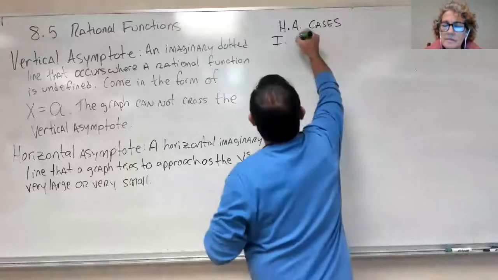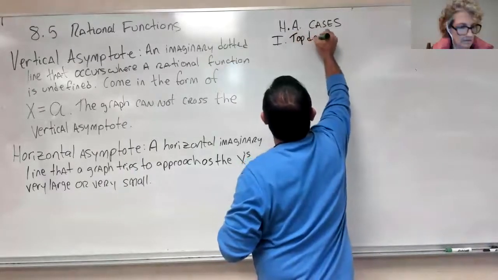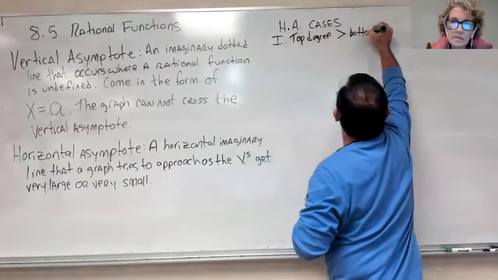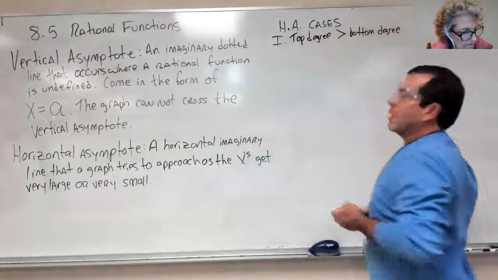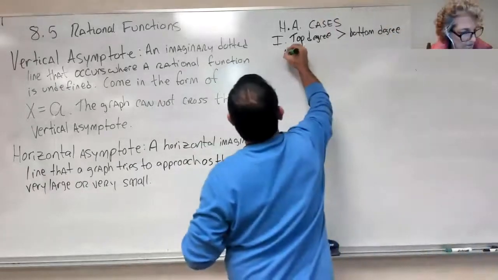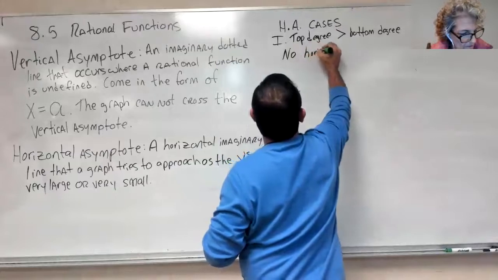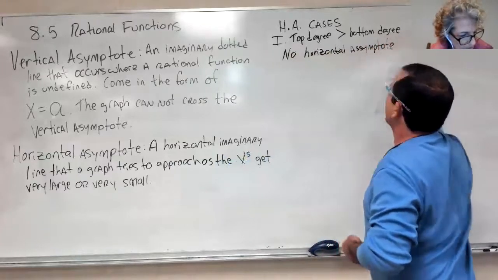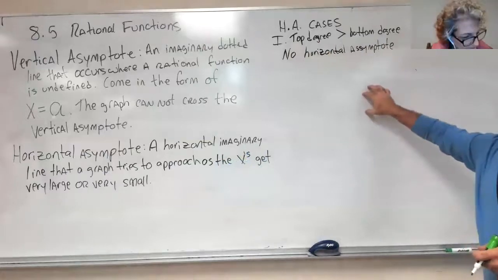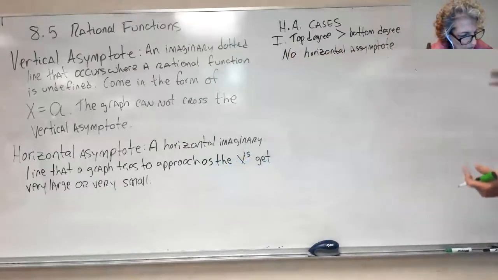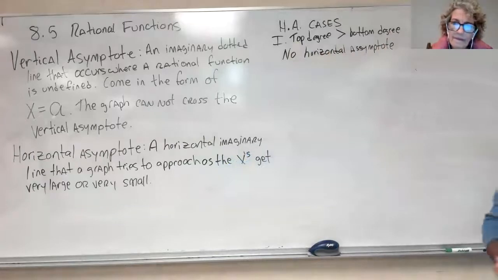So if the degree of the top is greater than the bottom degree, so that means I got stuff like x cubeds, x to the fourths on top, and maybe x's or x squareds on the bottom. If the top has a higher degree, then there is no horizontal asymptote. Because what happens on this one is, since you got higher exponents on top, when you put x values in there, the top's going to grow a lot more than the bottom. So eventually it's going to approach infinity on those, okay?